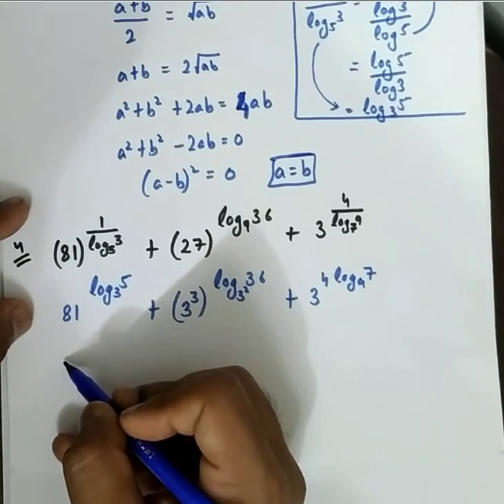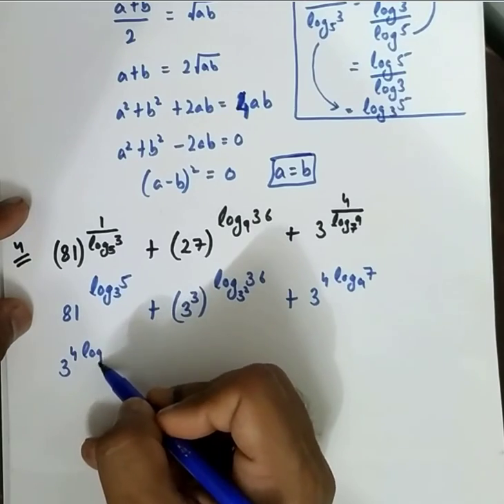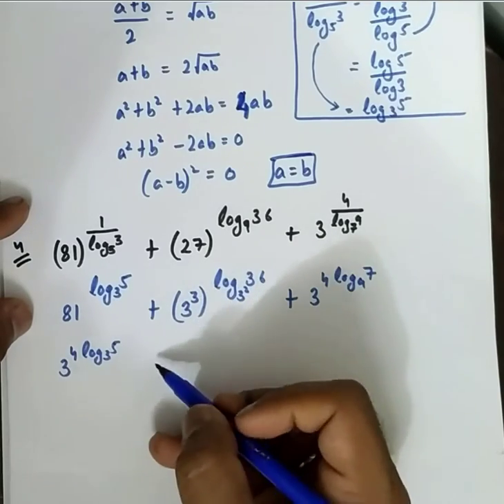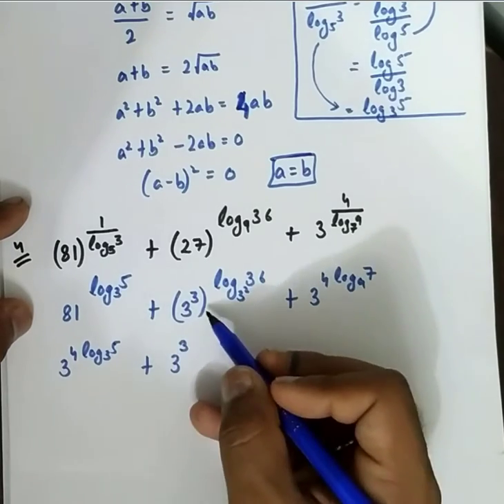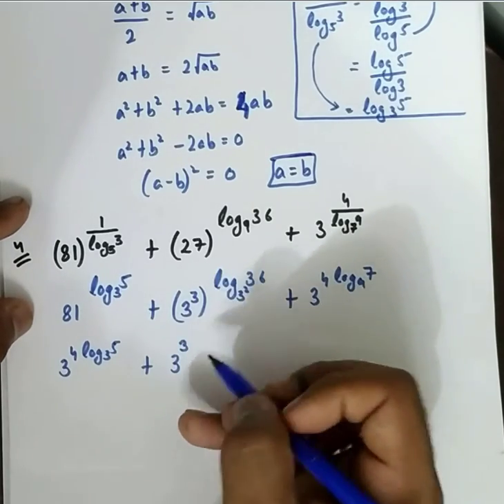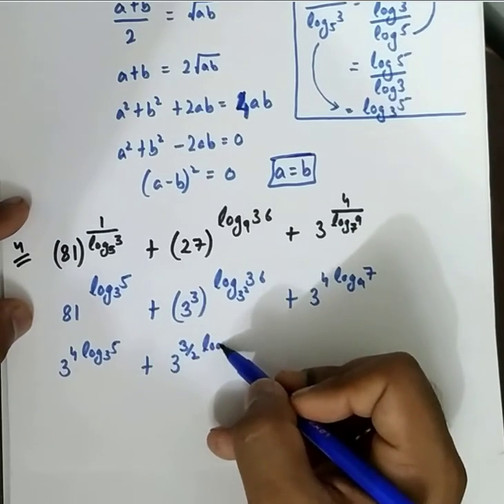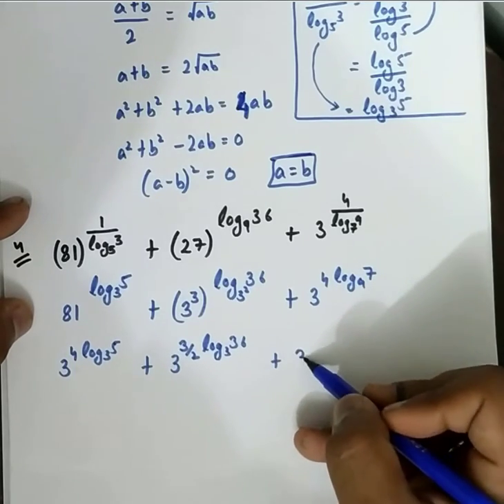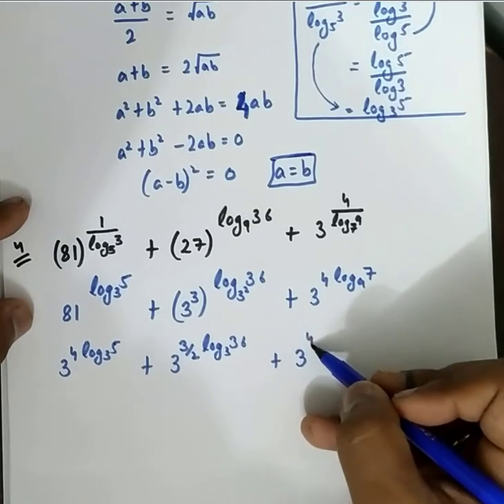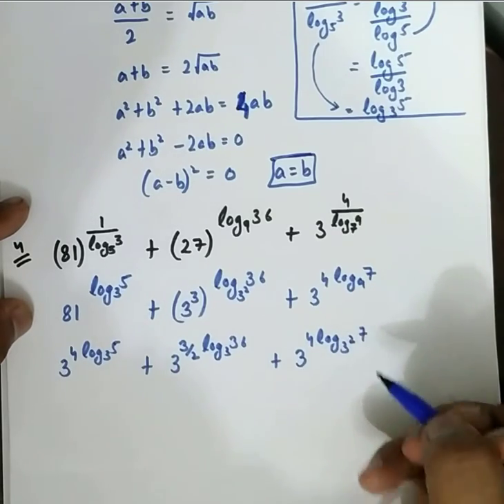So this is also in the form of now 3 to the power 4, 3 to the power 4 log 5 base 3, and this is 3 to the power 3, and this 2 will come also outside and become half, तो ये आधा हो जाएगा. 3/2 log 36 base 3 plus 3 की पावर 4 log 3 square and here 7.